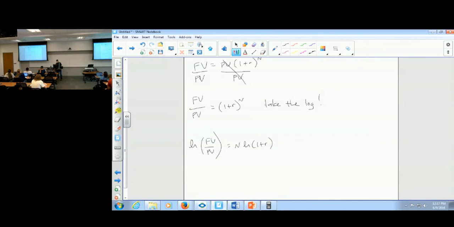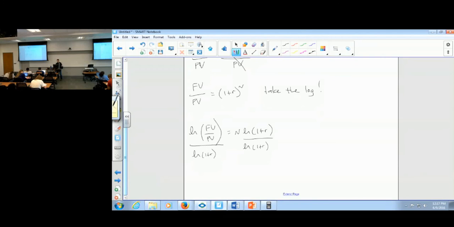That's what I'm solving for, so I'm going to divide both sides by the log of 1 plus r. That scribble is ln for natural log. They cancel out over there, and I'm left with n equals the natural log of the future value over the present value divided by the natural log of 1 plus r.